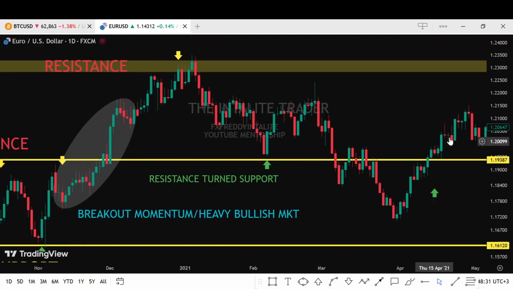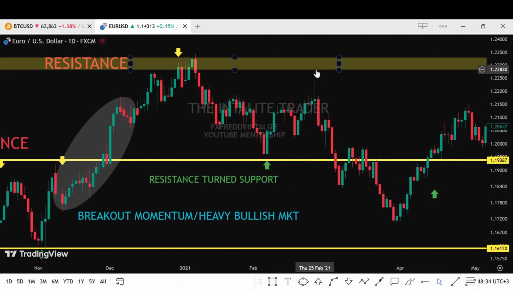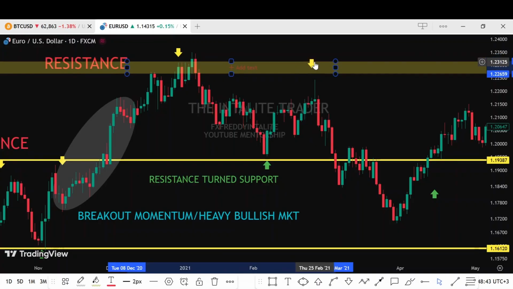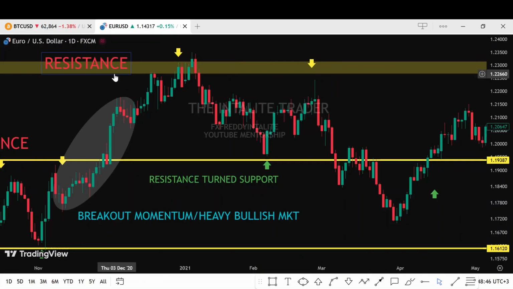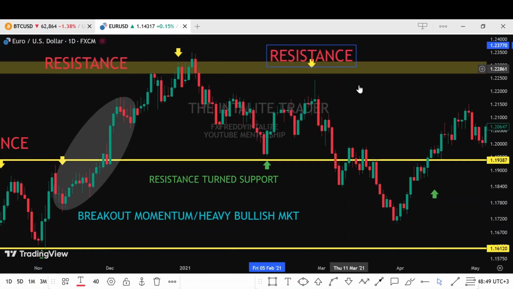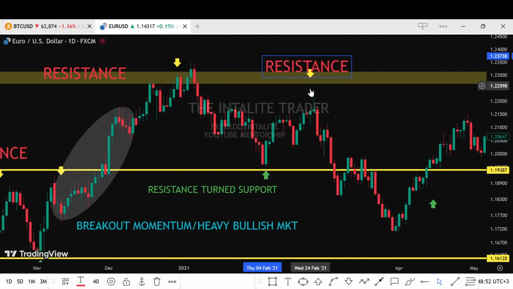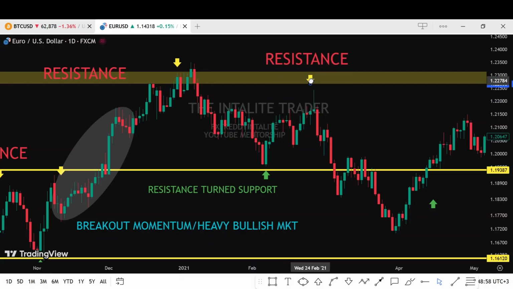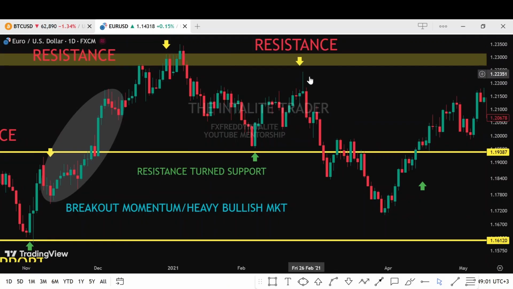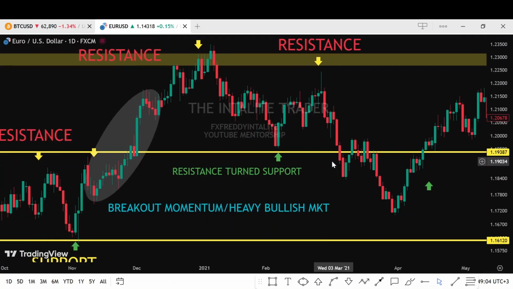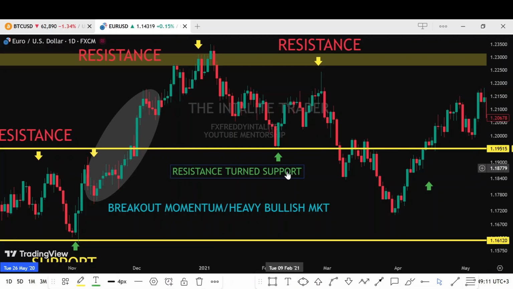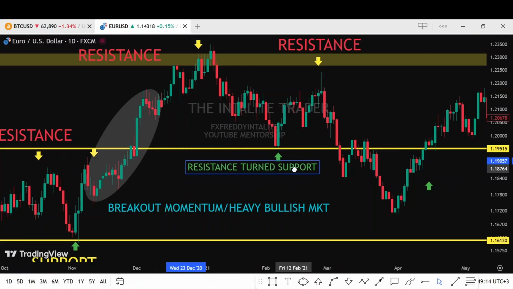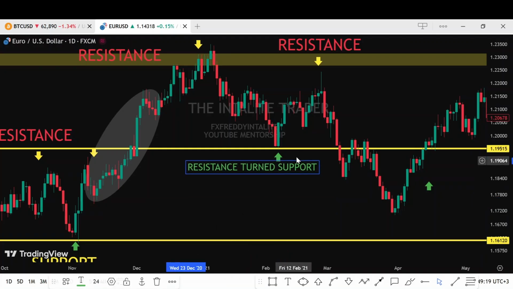Now this price is being forced to trade back into the same level. As you can see, price came into the same level and again found resistance. This is resistance. So it got resisted at this point. We say price was resisted here, and it continued to trade lower back into the same resistance turned to support, this one here. So we have resistance turned to support.